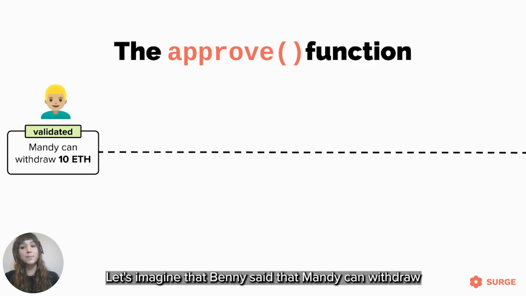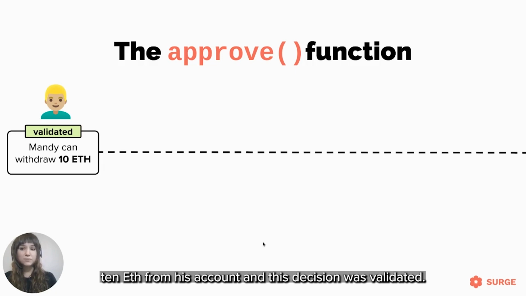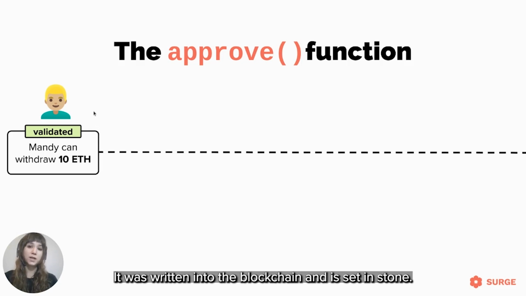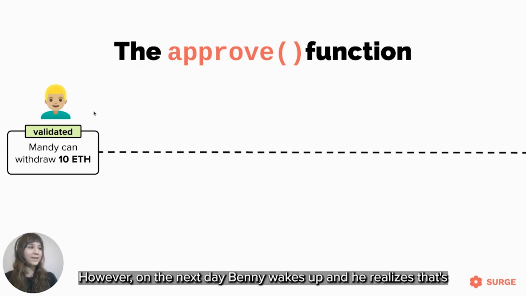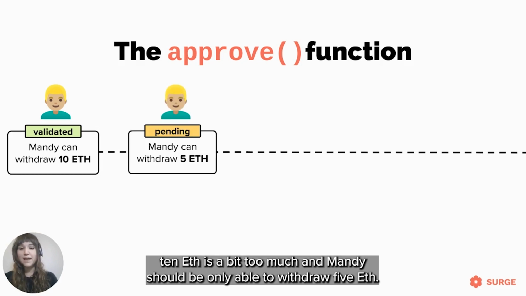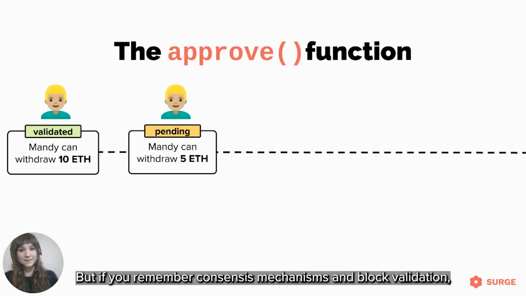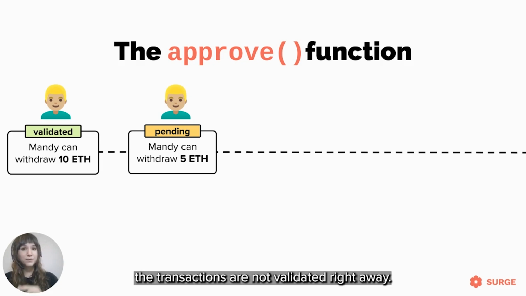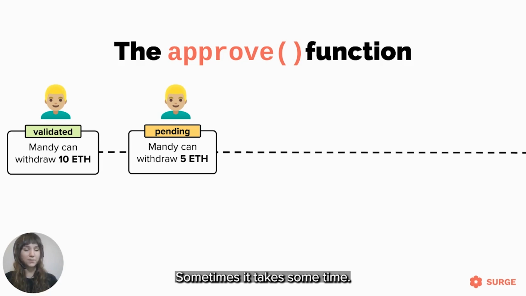Let's imagine that Benny said that Mandy can withdraw 10 ETH from his account, and this decision was validated, it was written into the blockchain and is set in stone. However, on the next day, Benny wakes up and he realizes that 10 ETH is a bit too much, and Mandy should be only able to withdraw 5 ETH. But if you remember consensus mechanisms and block validation, the transactions are not validated right away. Sometimes it takes some time. So this transaction is pending.